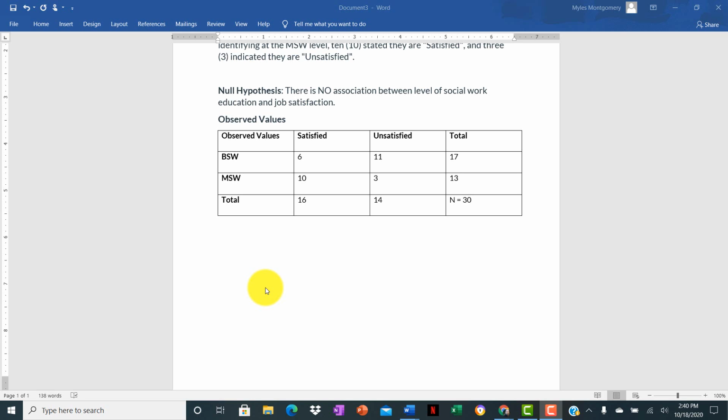values. Now that's a little bit harder, just simply because we're not just looking at numbers and applying them as we did here with the observed values. We're actually going to have to do some calculations.